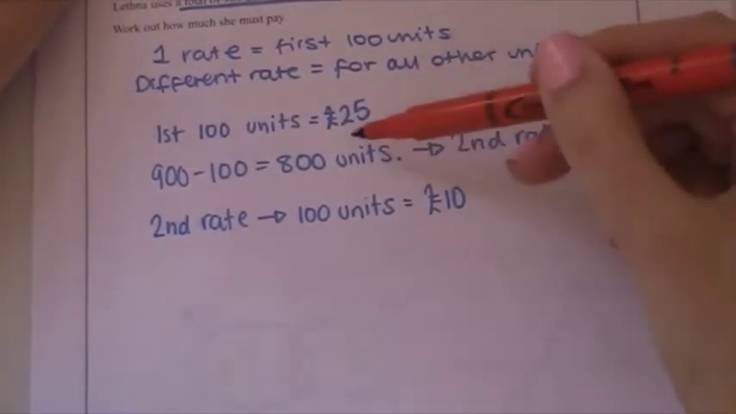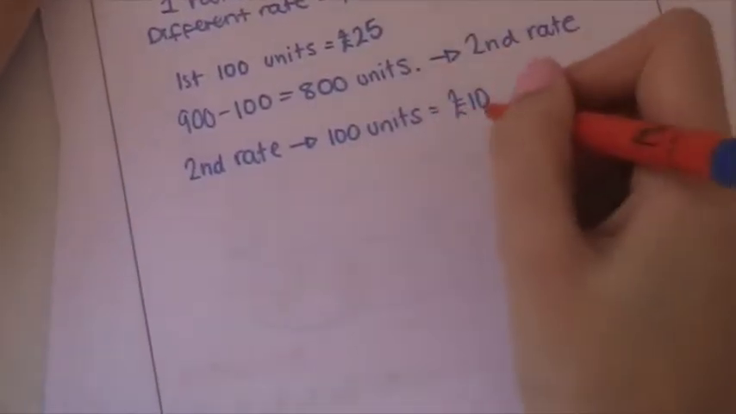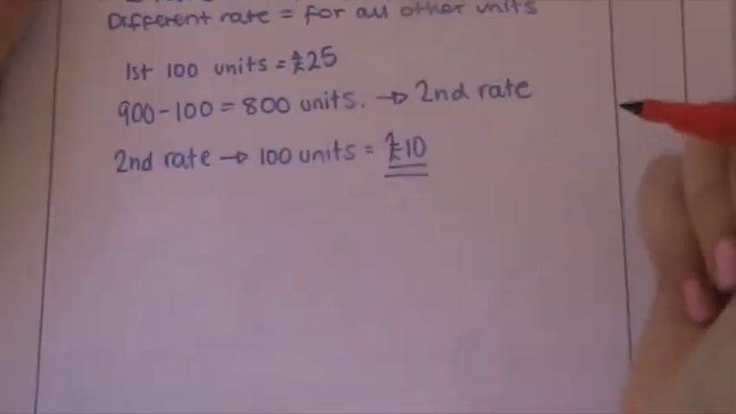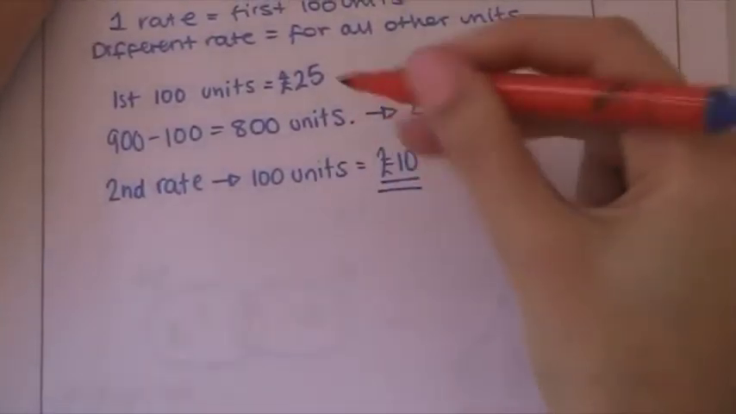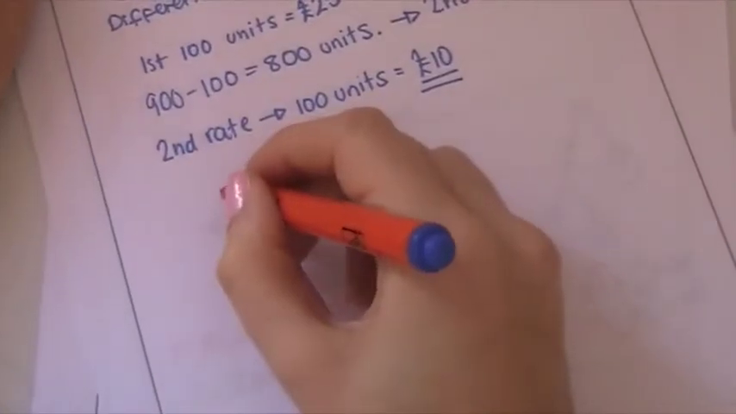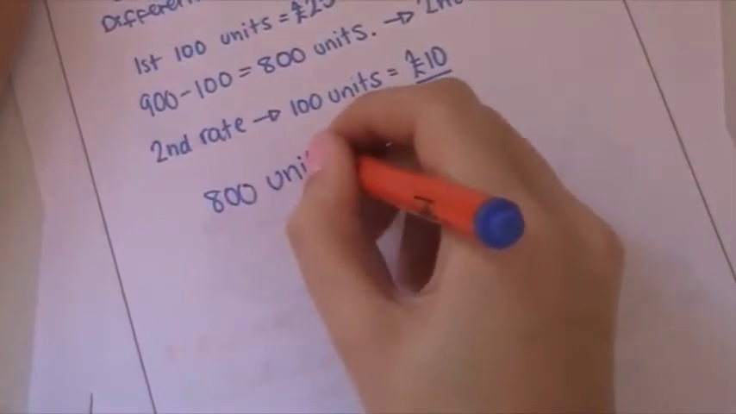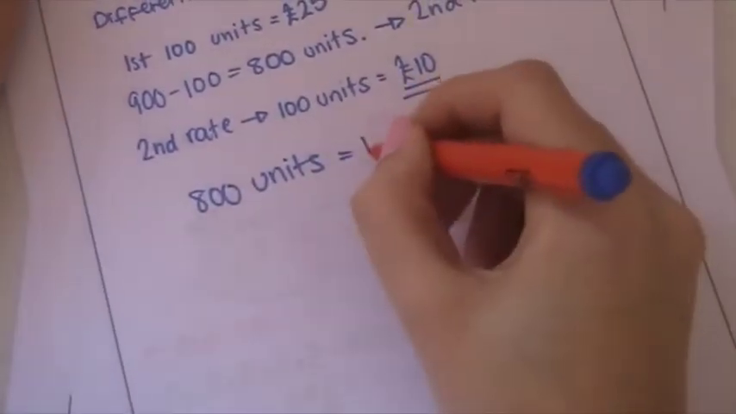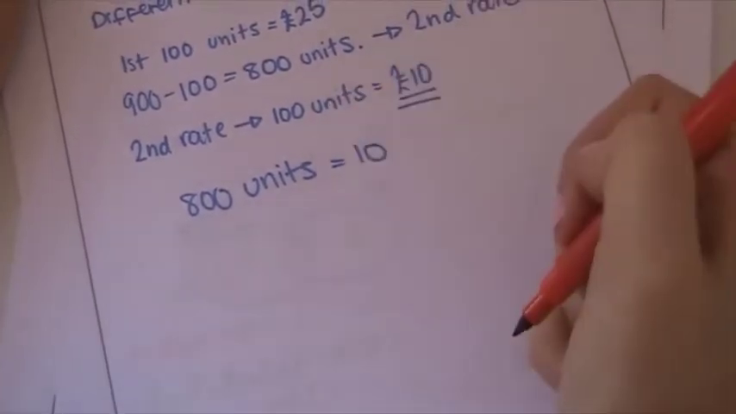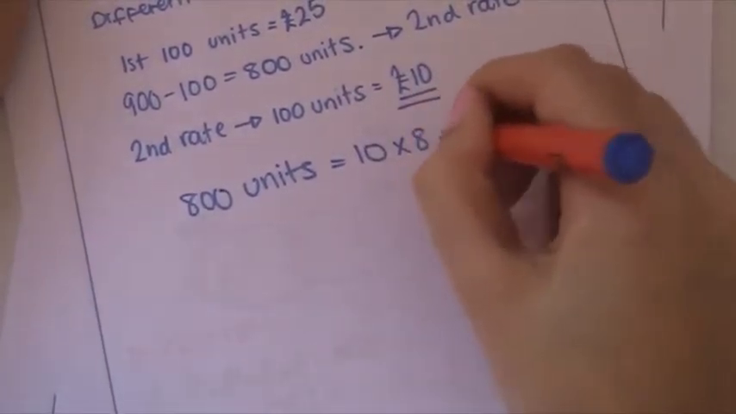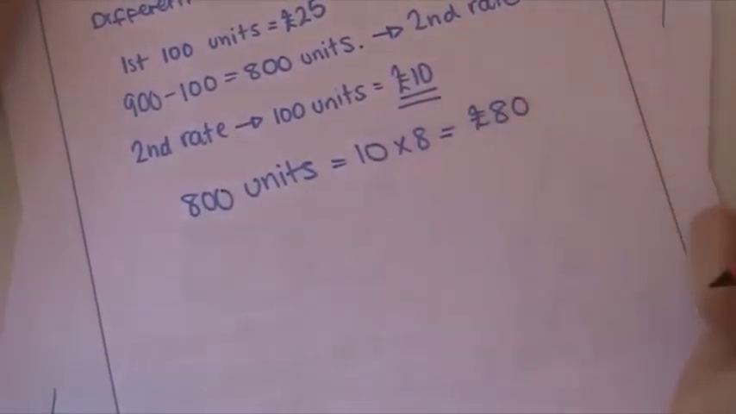Now I've already said that we've still got 800 units left. So we need to times 10 by 8. We've got 100 units is £10 and we need 800 units. So for 800 units at the second rate, we're going to do £10, because that was 100 units, times by 8, which gives me £80.